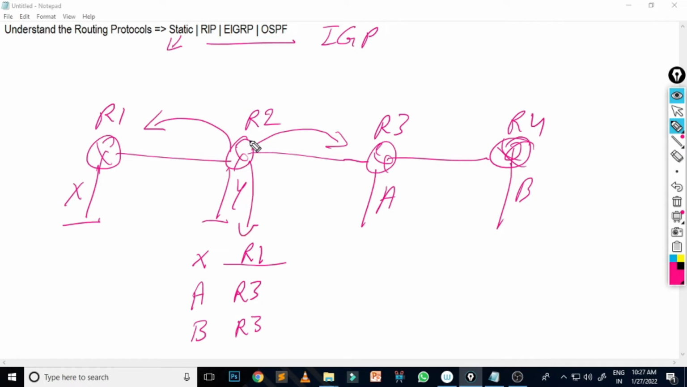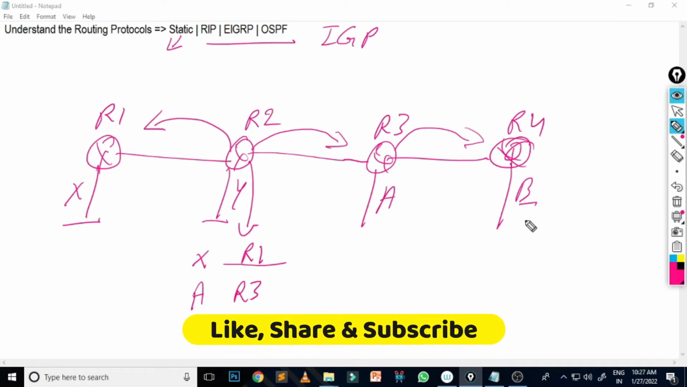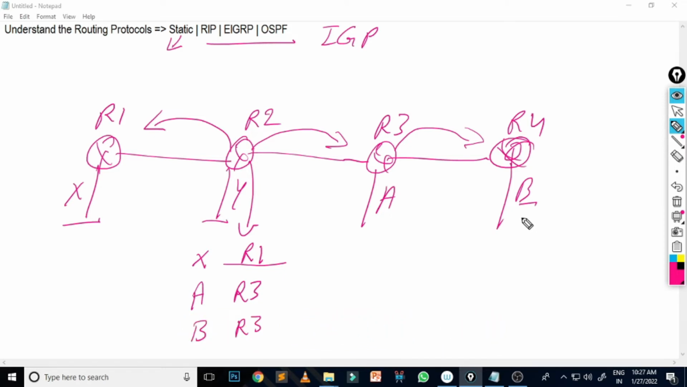If router number 2 receives data for the B network, it can only transfer it to router number 3. Then router number 3 has to transfer that data towards router number 4 for the B network. So that's how static routing is configured. We are just covering the static routing protocol as a basic understanding. Definitely we will go more deeply when we practically configure the static routing protocol in some other video, right?